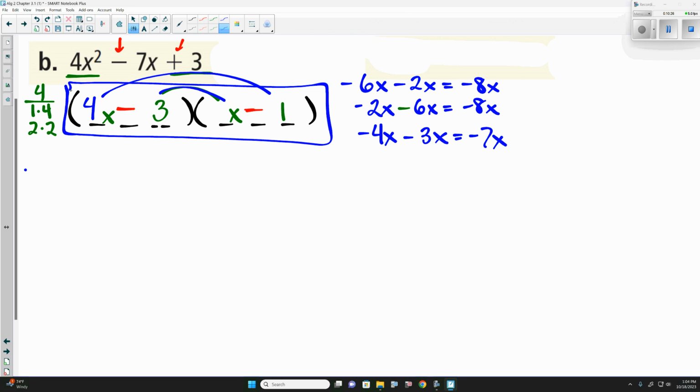And again, the more of these that you do, the more you'll get comfortable or familiar with how the numbers are going to work together to give us that middle term. And you'll get faster at these, or better able to predict which set of factors are more likely going to give us what we want. Questions on this here? Are you ready for the next one?